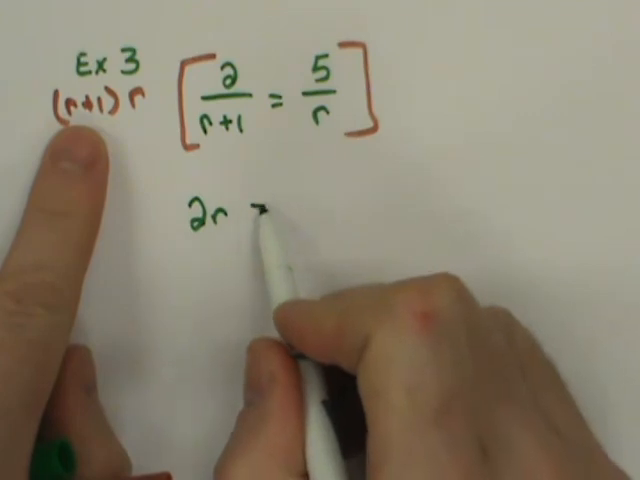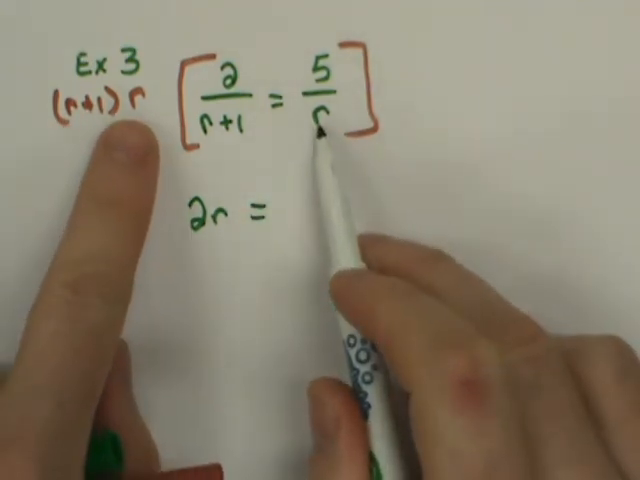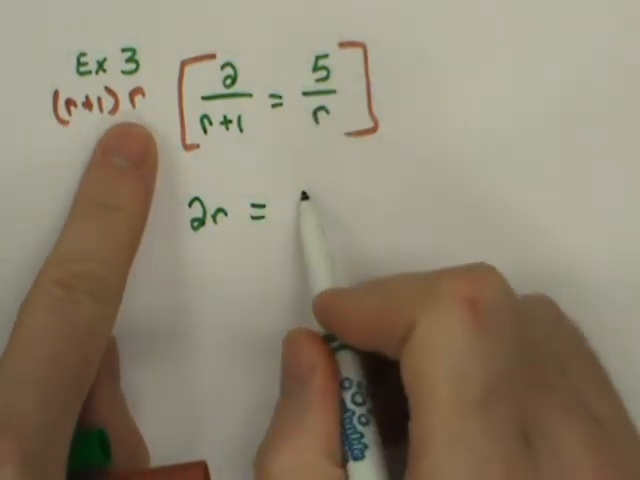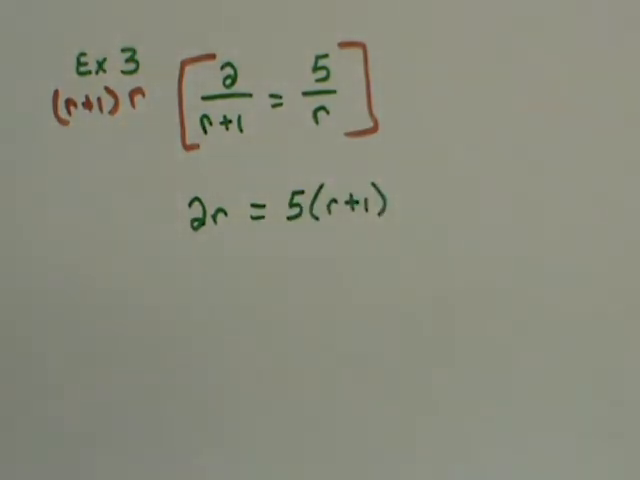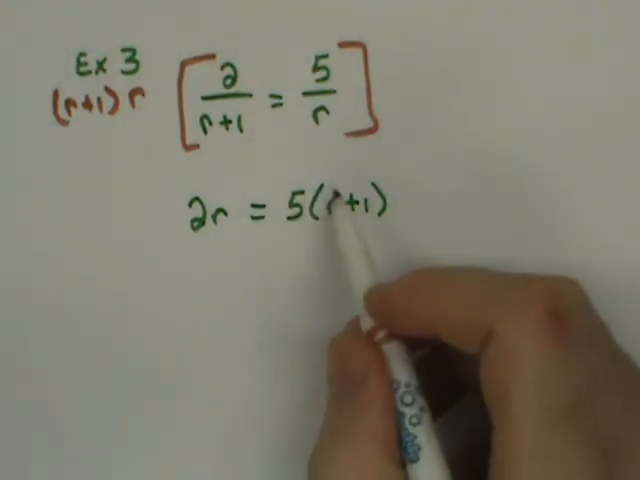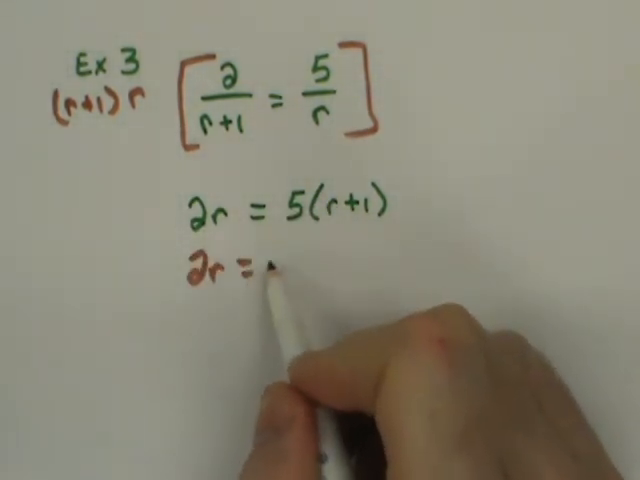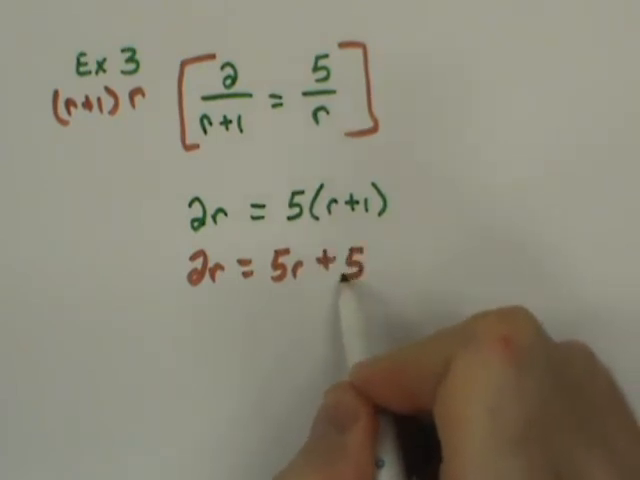As I move over to the second fraction, this time the r's would cancel out, and so I'd be left with the 5 times r plus 1. With that situation, I can then distribute and solve. So as I distribute here, I get 2r is equal to 5r plus 5.